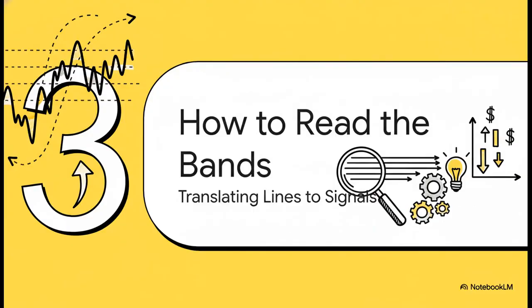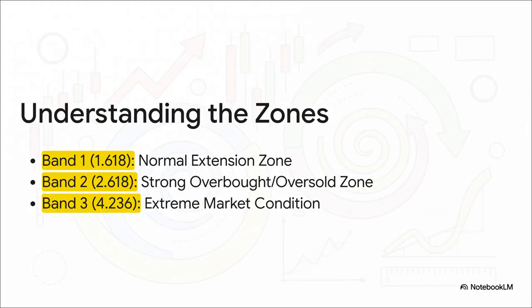Okay, so now we know how the bands are built, but what do they actually tell us when we're looking at a chart? Let's get into translating these lines into potential market signals. This right here is the key to using this tool. Think of each set of bands as a different zone. The first bands, the ones based on the 1.618 ratio, that's kind of your normal extension zone. The second bands, at 2.618, that's signaling a strong overbought or oversold condition.